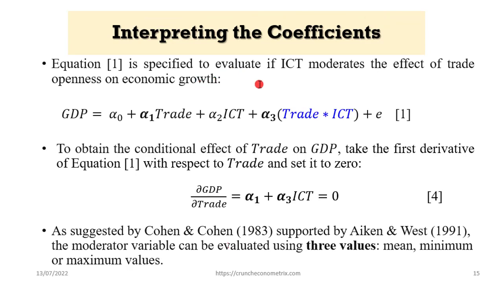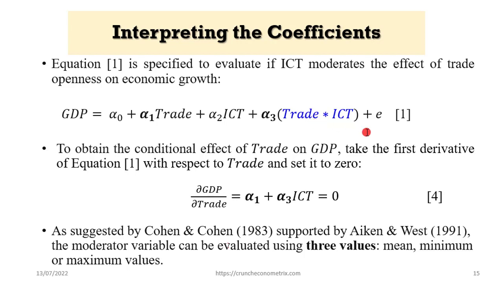Interpreting the coefficients. Equation 1 is specified to evaluate if ICT moderates the effect of trade openness on economic growth. Remember I said that sounds more plausible to me, and that is the approach I'm going to take. Now, from equation 1, you can see trade and ICT are the constitutive terms, and this is their interaction term.